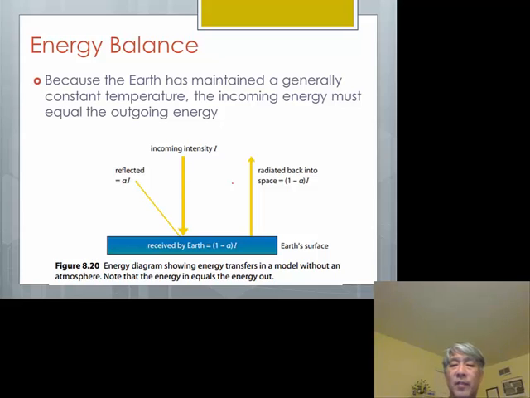If I do a simple diagram, it's not exactly a Sankey diagram, but here I have the incoming intensity I. 30% or so is reflected, 70% is absorbed. That Earth, however, also radiates. It's got a temperature, it's an object, so it radiates that energy back out at our temperature. And that energy must balance out our incoming intensity, otherwise our temperature starts to increase.